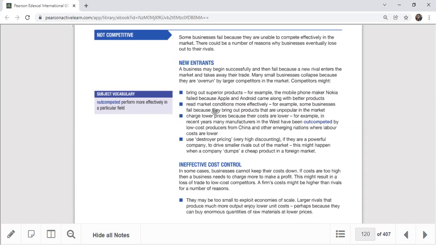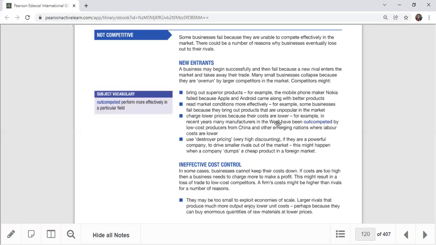Secondly, competitors read market conditions more effectively than you. For example, some businesses fail because they bring out products that are unpopular in the market. Sometimes they haven't read the market conditions, they bring unpopular products into the market, and eventually they fail. For example, in an economic recession, what happens if you invest in condominium apartments, holiday bungalows and everything? No one wants to buy in a recession. Nobody wants to buy luxury apartments during recession time.